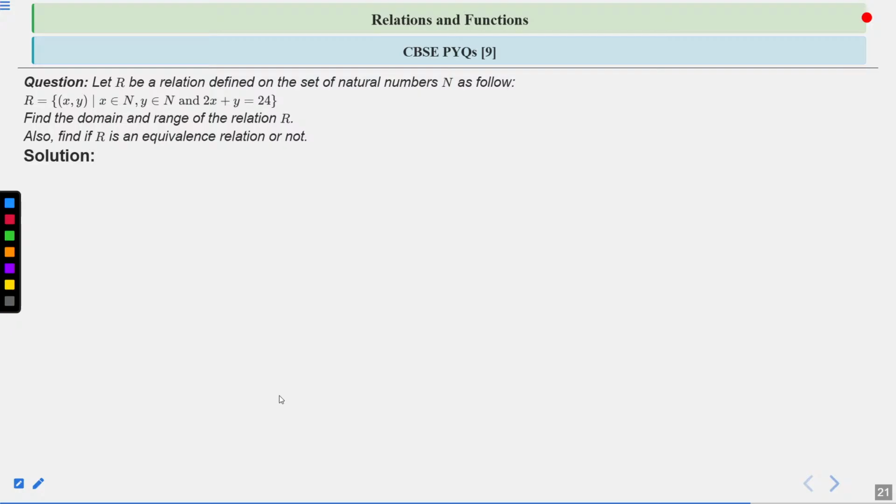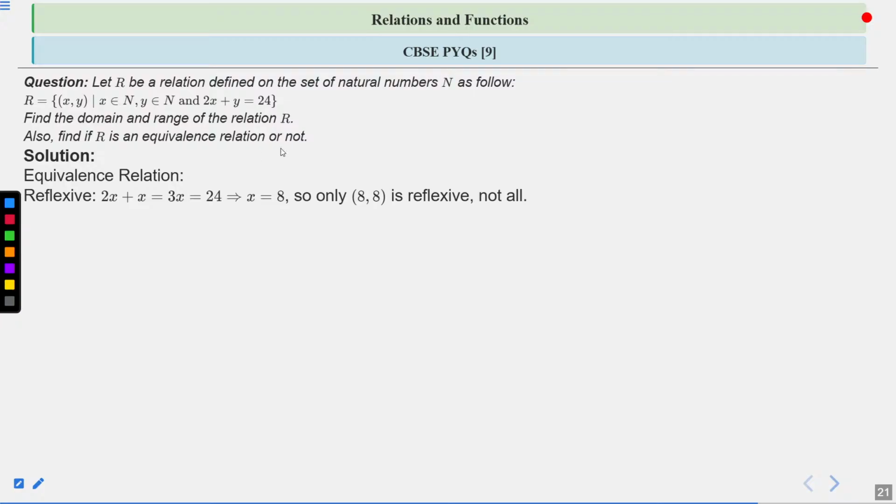Now let us check whether it is an equivalence relation or not. For reflexivity, (x, x) must be true for all natural numbers, and it must lie in the relation R. So 2x plus x, which is 3x, should be equal to 24. After solving this, you will get x equal to 8. So only 8 is reflexive, not all. It is true for x equal to 8 only, not for all x belonging to natural numbers. So it is not reflexive at all.